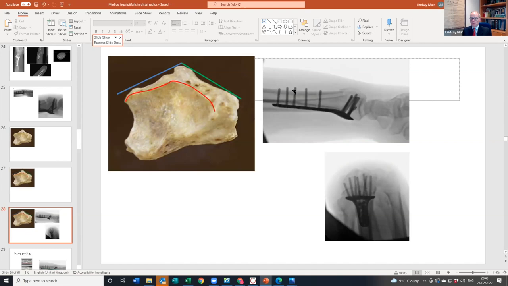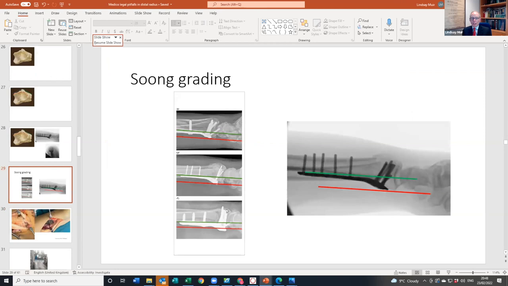I know these are all too long. This is my skateboarder, but the size below was too short. And then if you're interested, then look at Soong grading. And I was glad to say that I was able to put this one in unchanged and unvarnished.